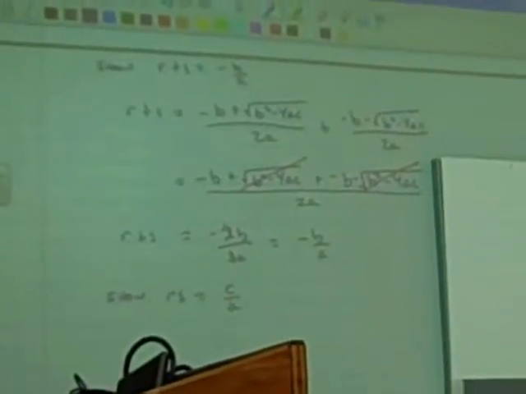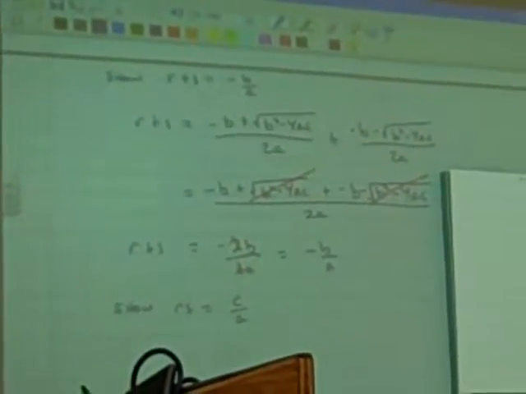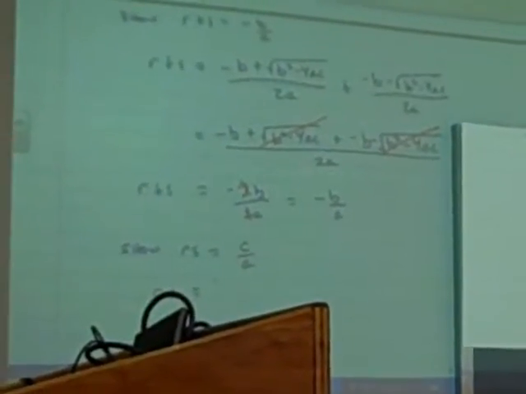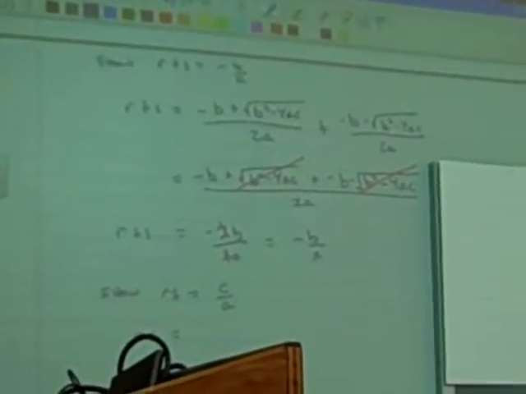Not finished with part A though. We got to show R times S equals what? We got to show that R times S equals C over A. So again, R and S are solutions from that quadratic formula, right? What is R times S? That's what we got to show, that C over A, right?